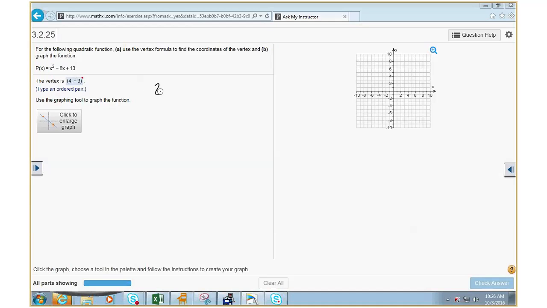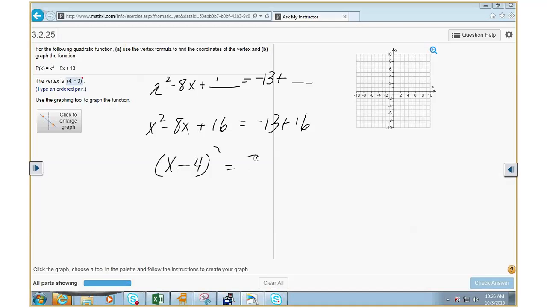x squared minus 8x plus blank is equal to negative 13 plus what? Blank. x squared minus 8x: 8 divided by 2 is 4, 4 squared is 16. So (x minus 4) quantity squared is equal to what? 3. So f of x is equal to (x minus 4) quantity squared minus 3.